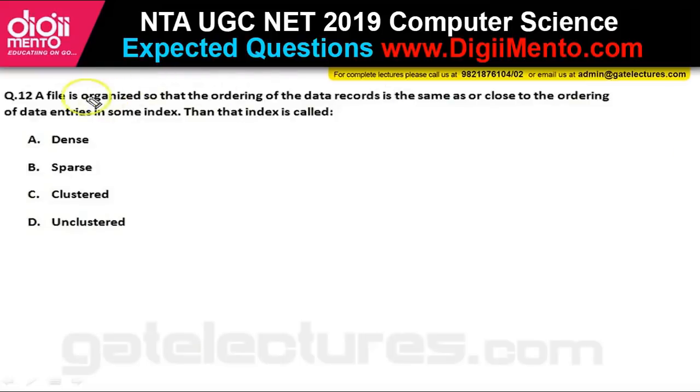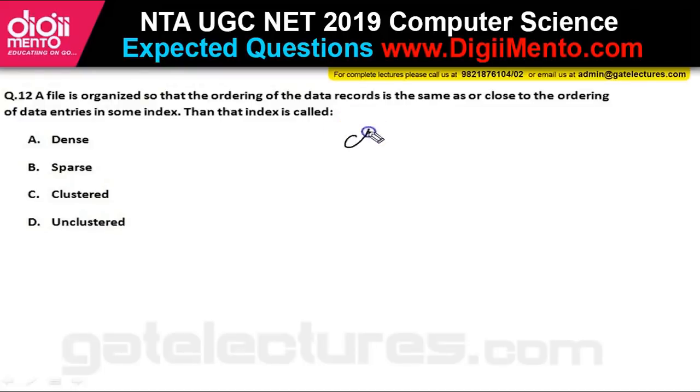So we have our next question, which says: a file is organized so that the ordering of the data records is the same as or close to the ordering of data entries in some index. Then that index is called dense, sparse, clustered or unclustered. We know why we have done indexing. It is like the index pages of your book. When you want to search for a particular topic or chapter, you can directly look at the index and jump to that particular topic. It is one of the advantages.